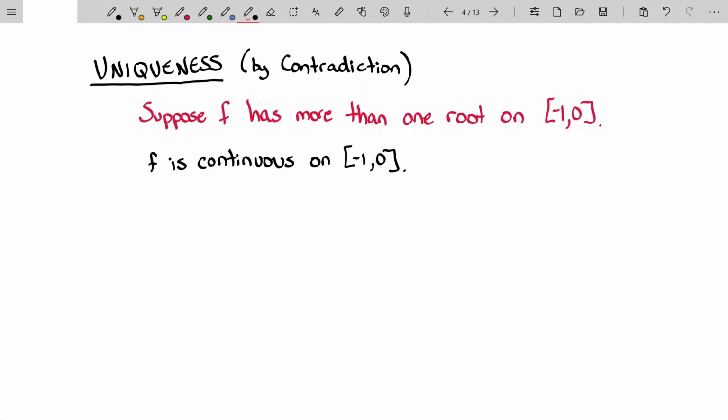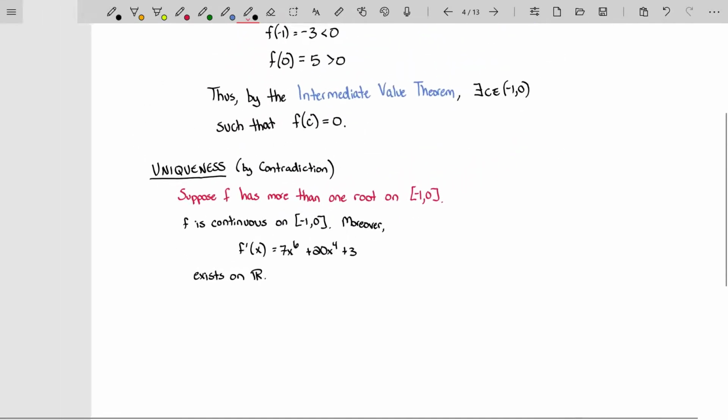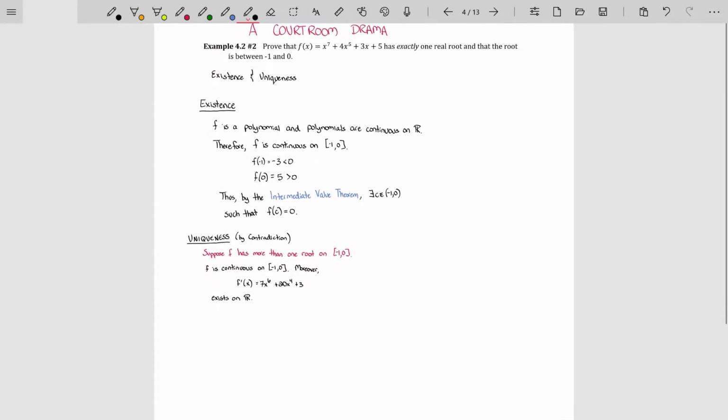And I say, well, moreover, ladies and gentlemen, the derivative, which is actually 7x to the 6th, let me just zoom out for you, ladies and gentlemen of the jury, so you can see the original function. You can see it up above, and you can see its derivative right there, because everybody in this courtroom and the jury themselves are all trained in calculus. You happen to know the derivative is 7x to the 6th plus 20x to the 4th plus 3. And everybody nods their head. And you say, of course, that derivative, because it's a polynomial, exists on all real numbers. And they say, of course it does.